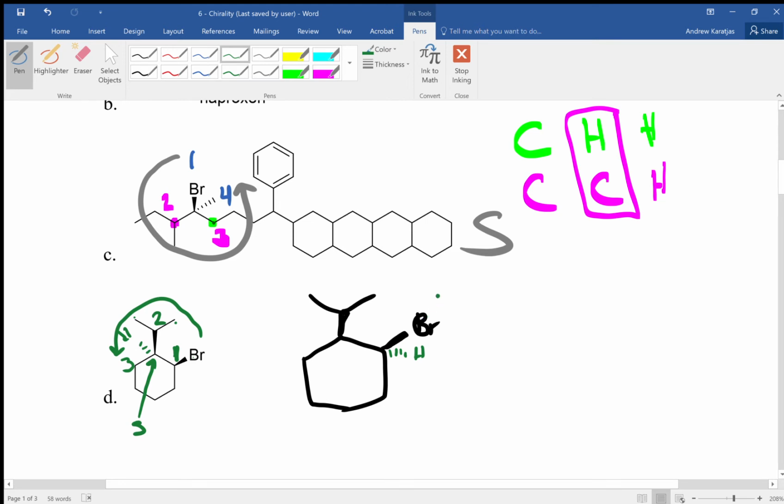Over here, the bromine is highest priority, second priority to the left, and third priority down here goes counterclockwise, and we also have S.